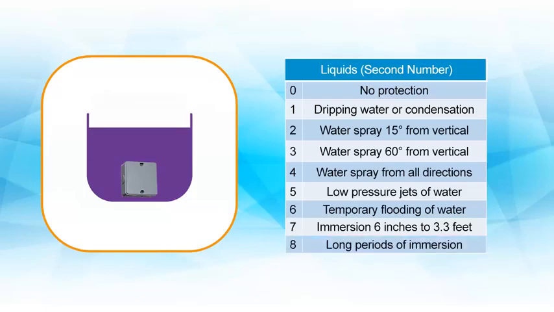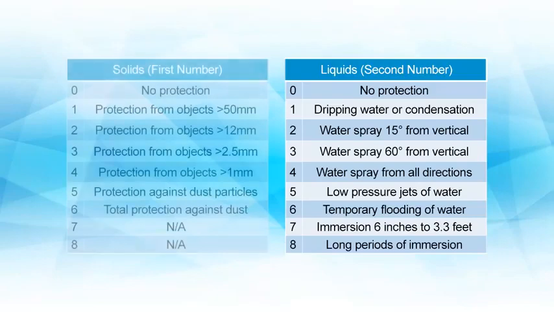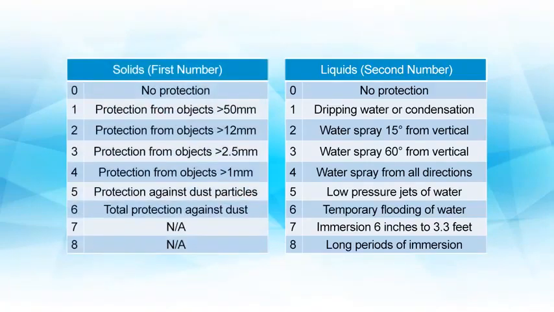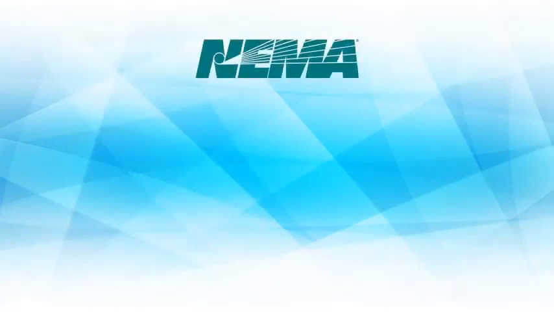8 signifies immersion beyond 1 meter. The equipment is suitable for continuous immersion in water under conditions which shall be specified by the manufacturer. In many cases, IP ratings are global and viewed as more important than the U.S. NEMA rating, which are only used in the USA.